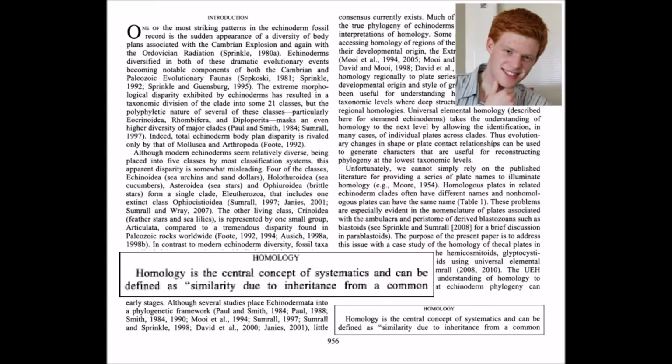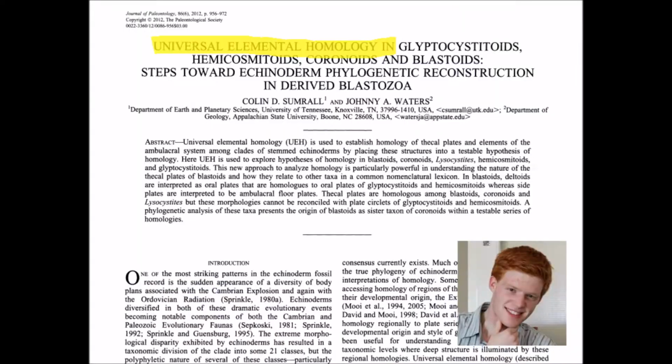So that's helpful. But the key to the whole thing is the section after the introduction, because so far the key word that unlocks the whole article has not been explained. Here it is. "Homology is the central concept of systematics and can be defined as similarity due to inheritance from a common ancestor." So now we know homology means trying to work out how closely related fossils are based on their appearance. Look back at the title. It now makes sense. Universal elemental homology in fossil creatures.